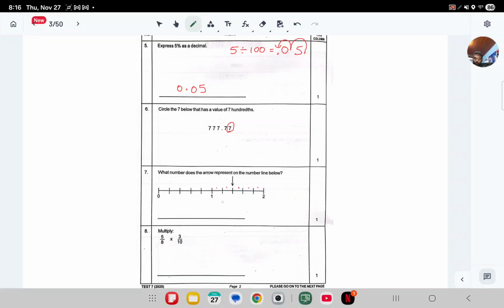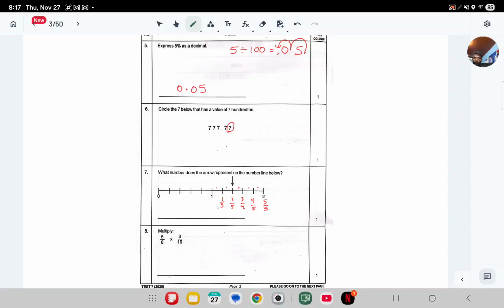So we know each one has a denominator of 5. So we know this here would be 1/5, 2/5, 3/5, 4/5, 5/5. We also know that the number line here, the arrow falls between 1 and 2.